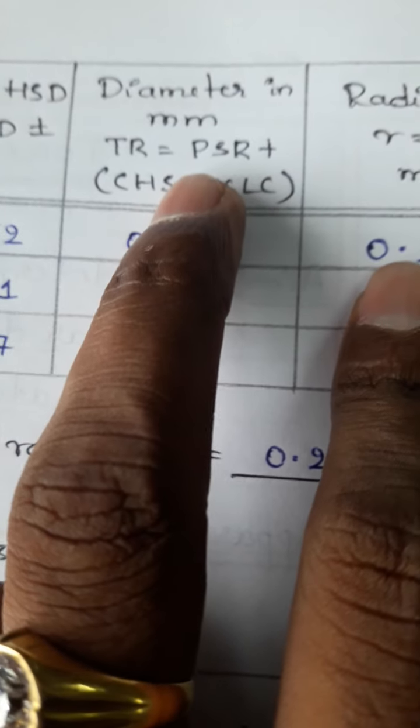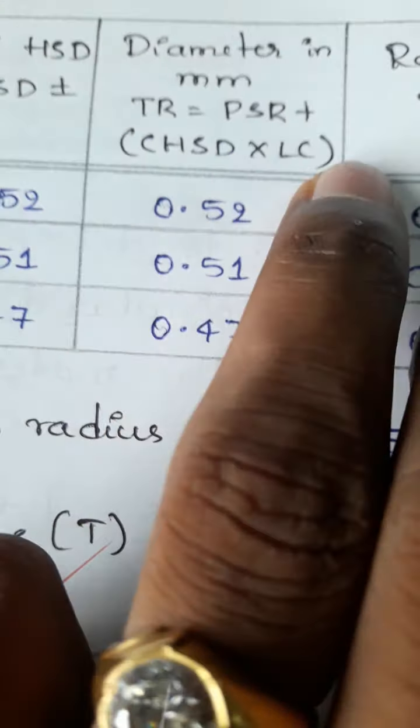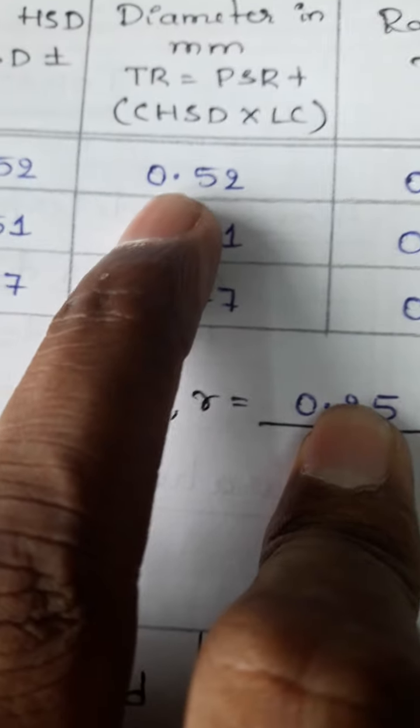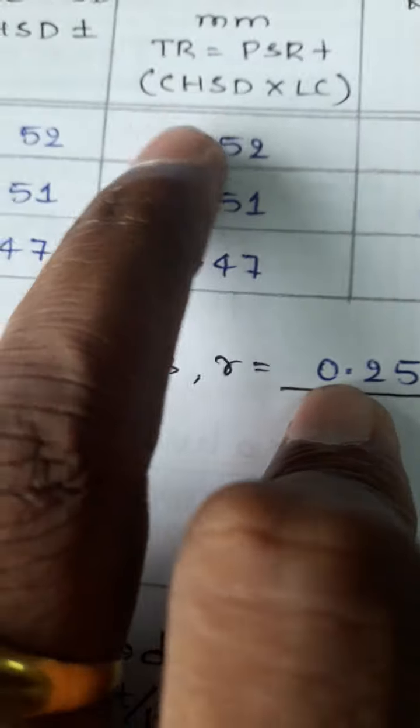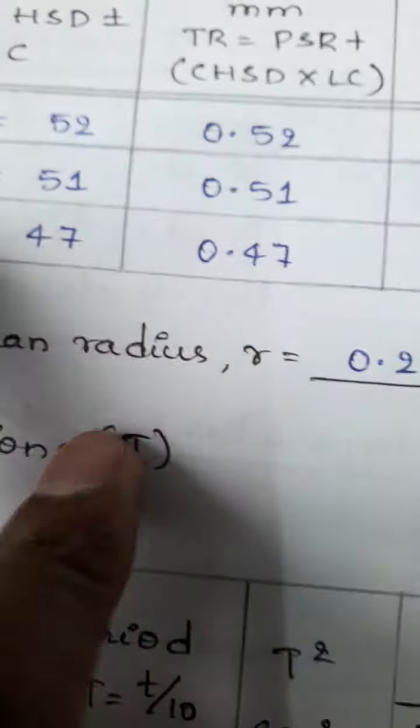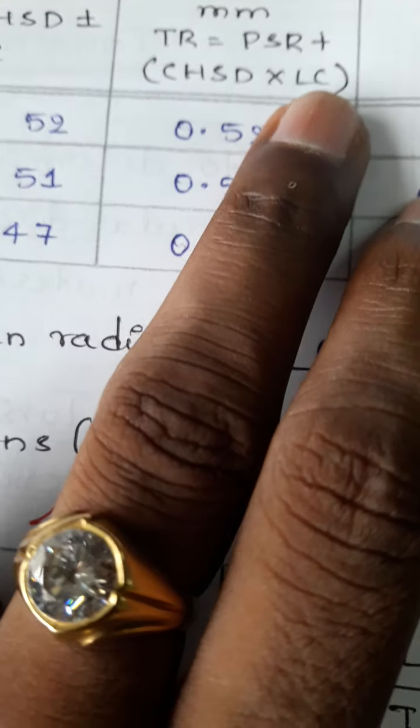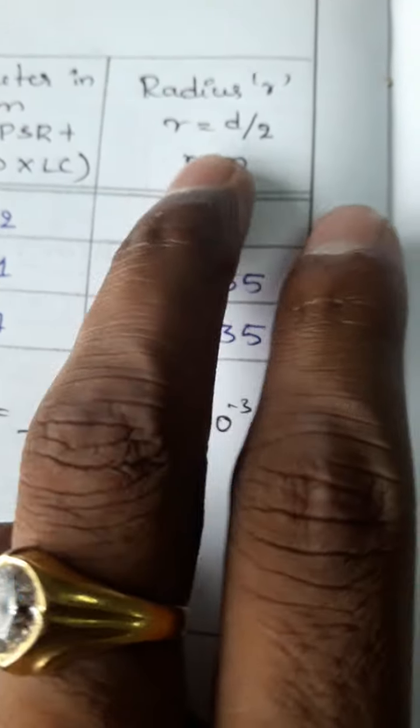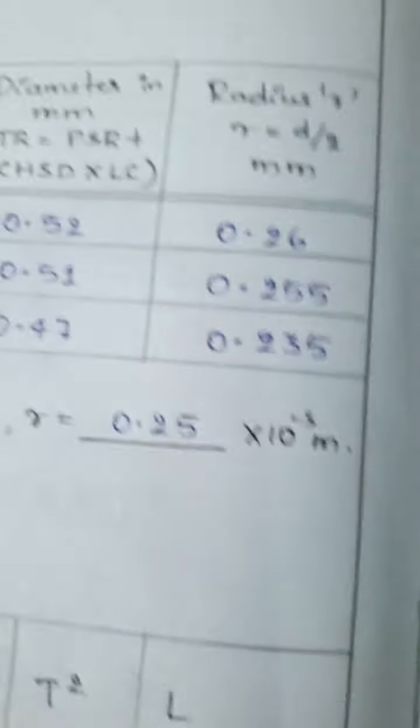Then this is the formula to measure the diameter of the wire. Total reading is equal to PSR plus corrected head scale division into least count. PSR is 0 plus CHSD is 52 into least count 0.01. After multiplying these two, you will get 0.52. That is the diameter. Diameter divided by 2 gives the radius.